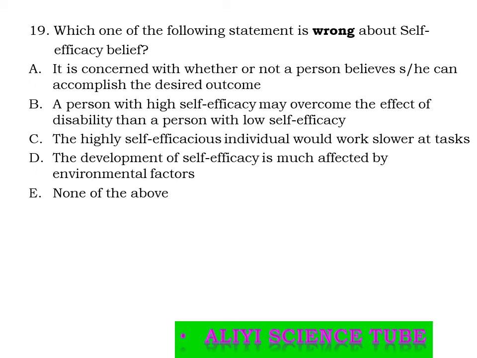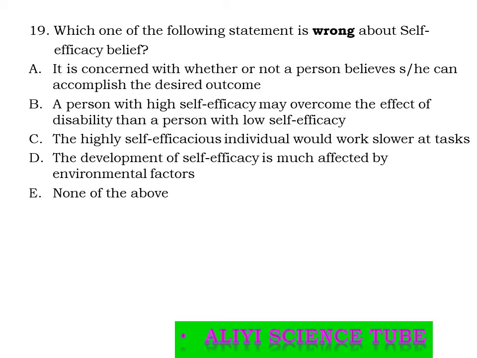Question number 19, which of the following statement is wrong about self efficiency belief. A. It considers whether or not the person believes he can accomplish the desired outcome. It is right, correct. B. A person with high self-efficiency may overcome the effect of disability than a person with low self-efficiency. It is also correct. C. The highly self-efficiency individual would work slower at task. It is wrong. It is not slower, it must be harder.